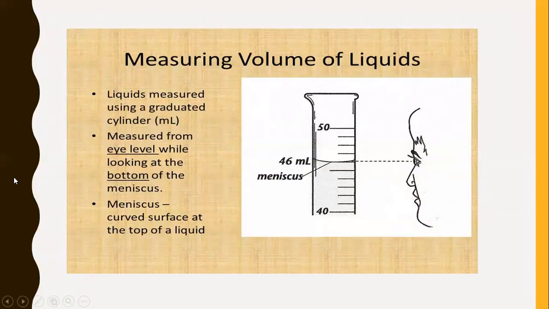Now in this slide, you can also see that the eye of that person is just level with the curved surface or meniscus of the cylinder, or you can say measuring cylinder. So liquid is measured using a graduated cylinder in milliliters and measured from eye level while looking at the bottom of the meniscus. Okay? This is a very important thing that you must look at the bottom of the meniscus. So in this way, you can find the exact volume of the liquid.